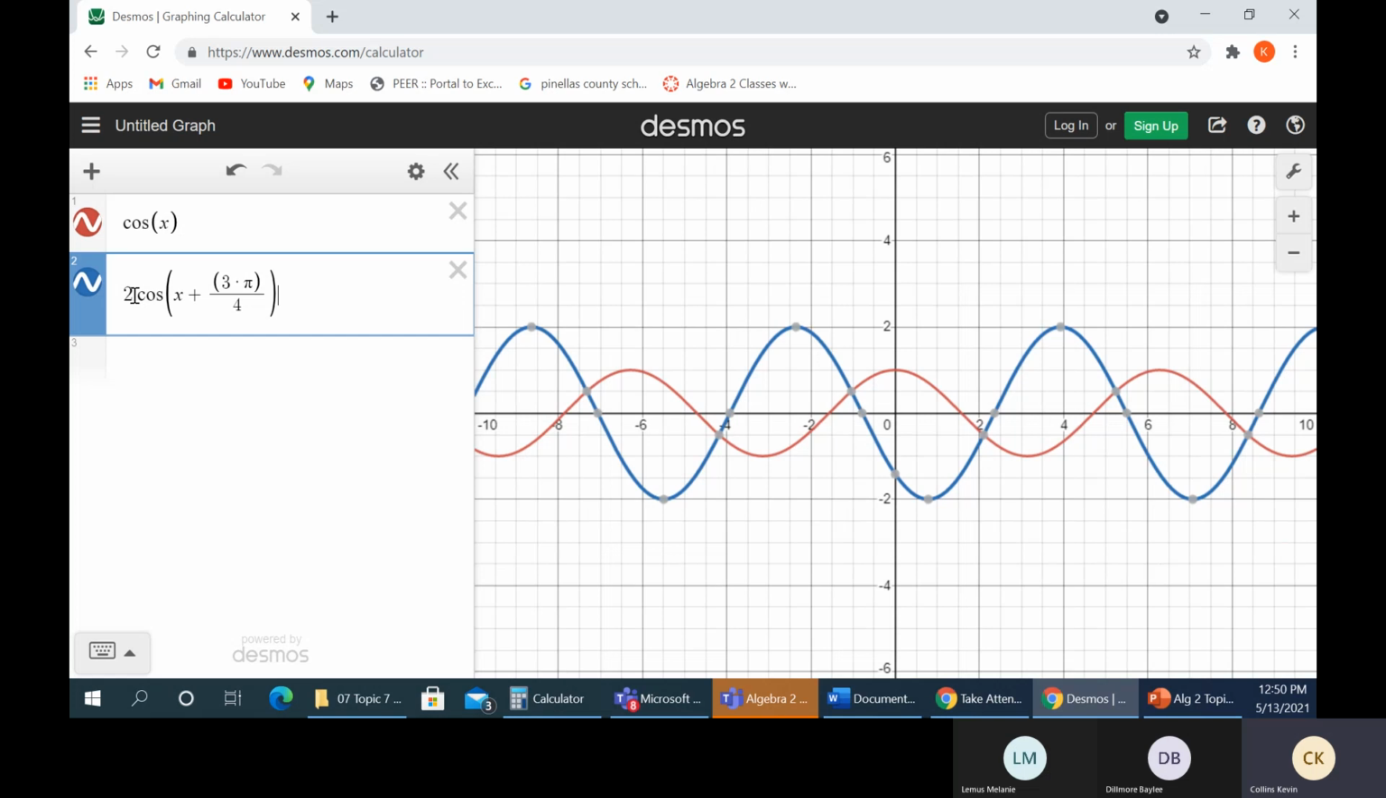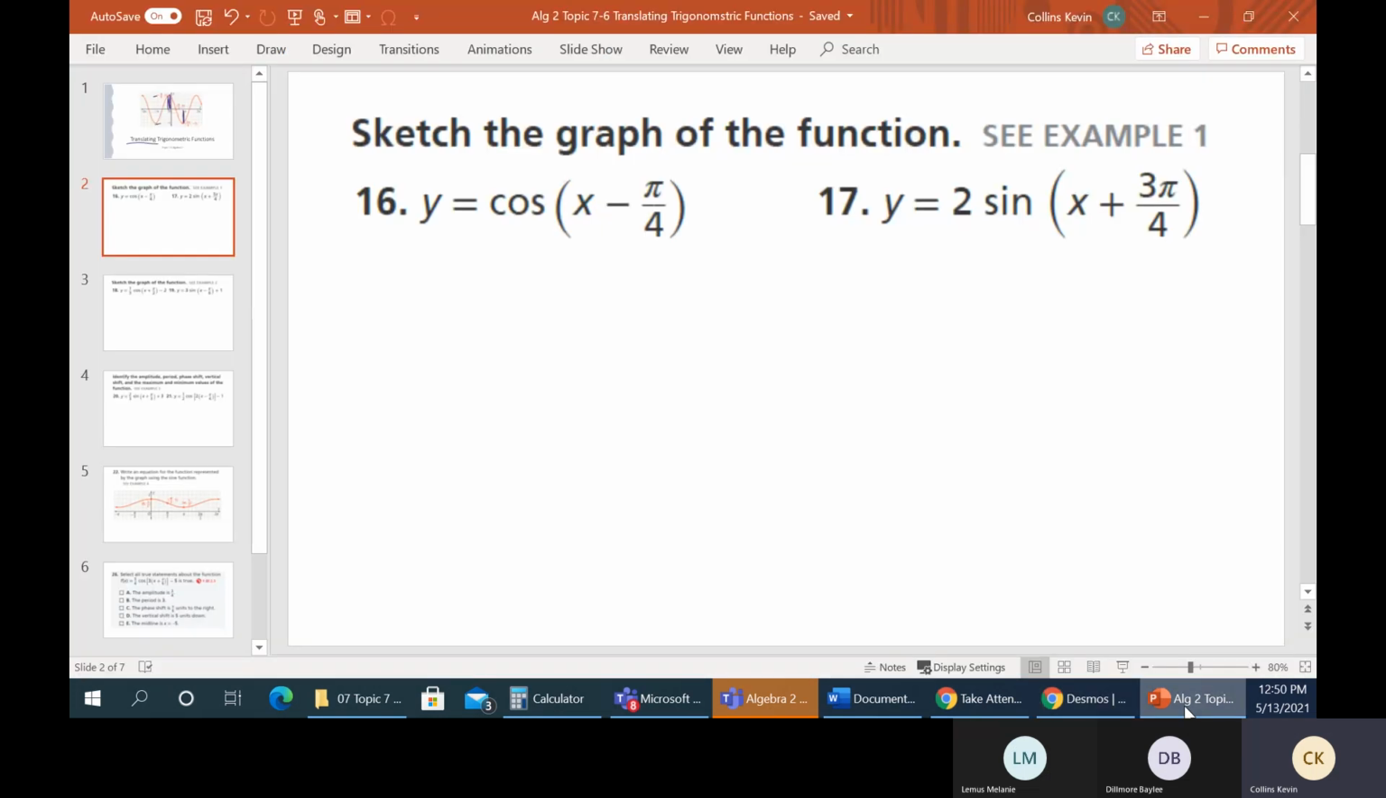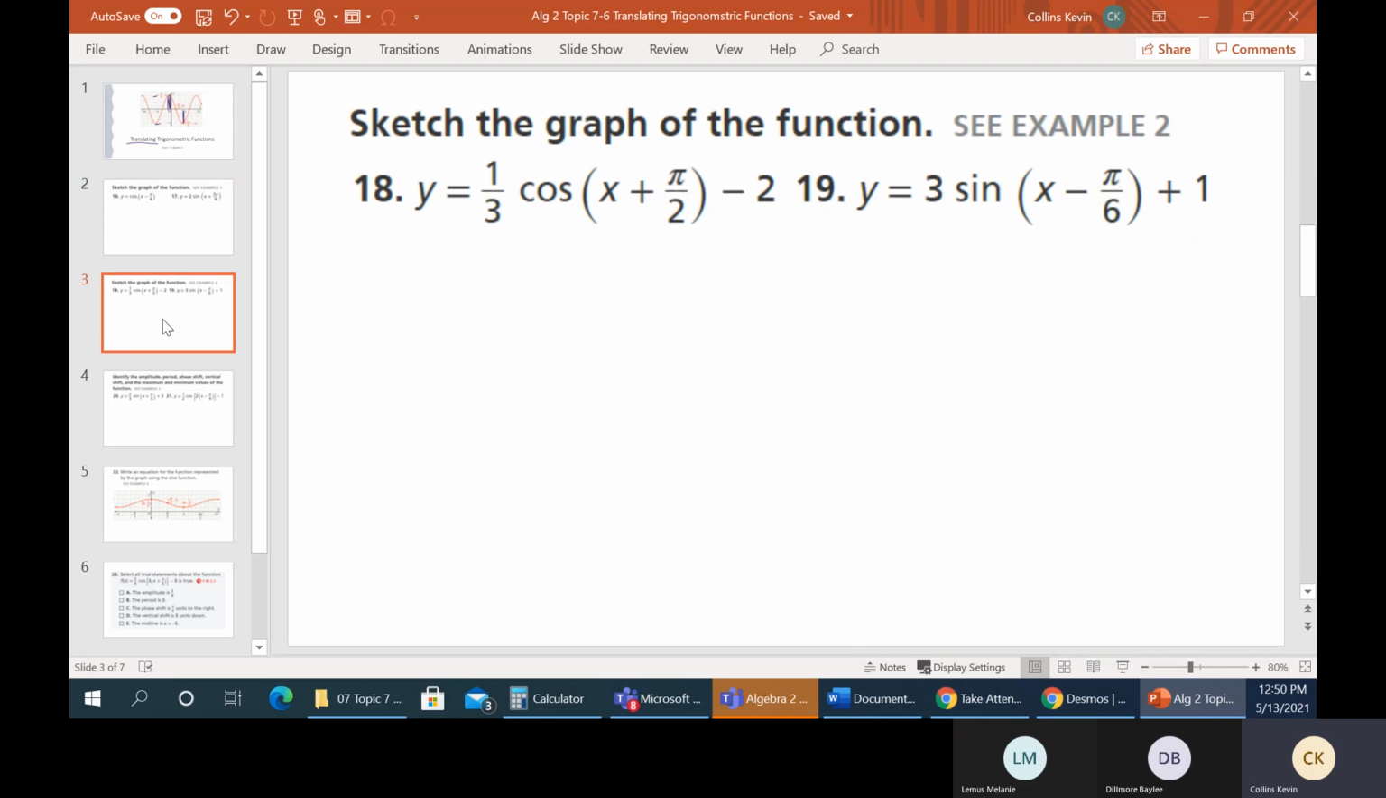Okay? So this is where Desmos comes in really handy for looking at this kind of stuff. Can you imagine me trying to draw this thing? Yeah, me neither. So that's the story with those two. All right, so let's look at the next couple.